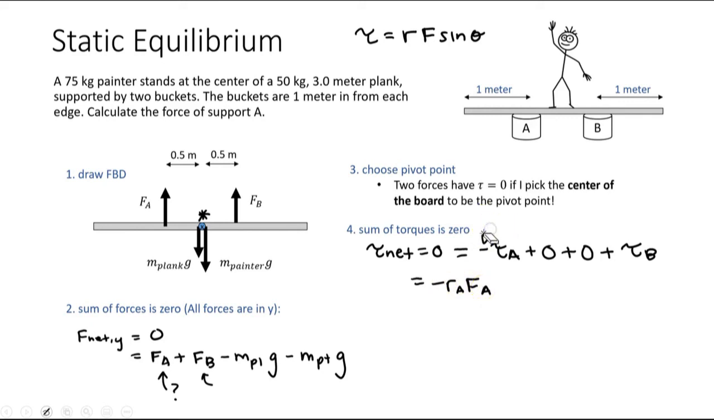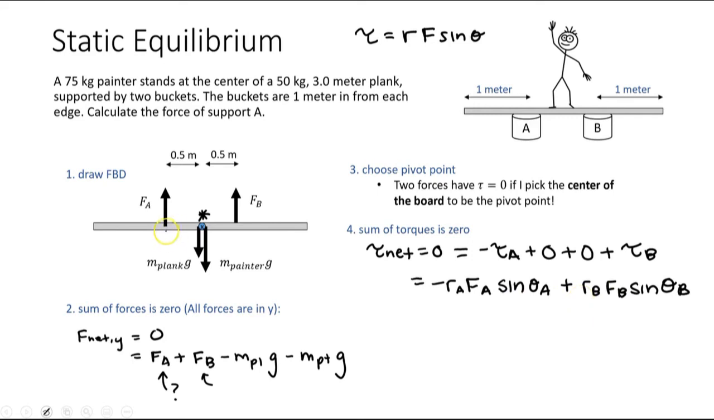Okay, and so then we have RA FA sine of theta A, where theta A would be the angle between RA and FA. Plus RB FB sine of theta B, where theta B would again be the angle between FB and RB. So let's sketch out RA and RB on our free body diagram, and that will help us come up with those angles theta A and theta B.